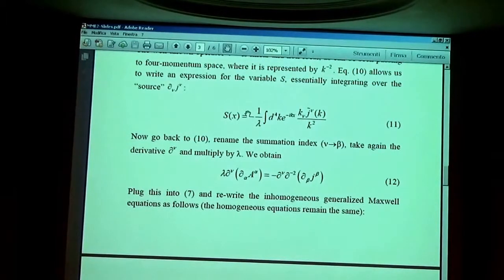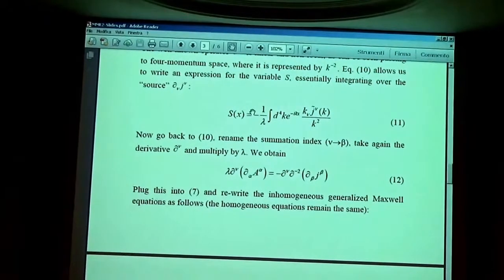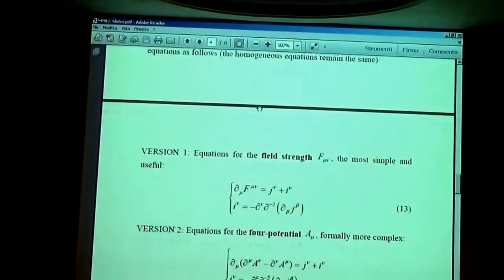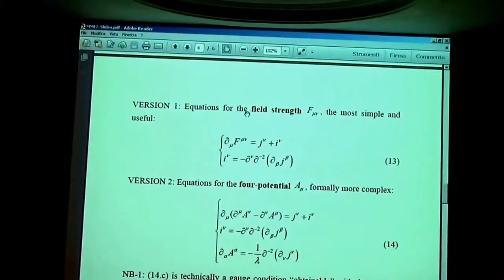What is more interesting, we go back to the equation and plug this expression into the equation found from the Lagrangian. And so we find the final equation for the field strength F mu nu in two versions, let me say. The first version, which is the most simple and useful, is this one, where we have this additional term on the right. And this additional four-current is given as a function of the physical current J, which may be not conserved.